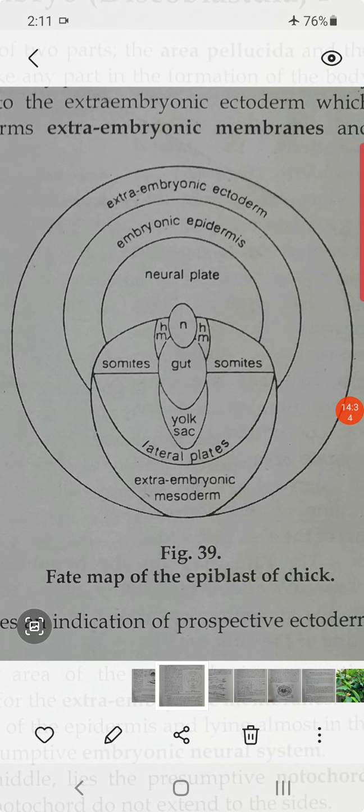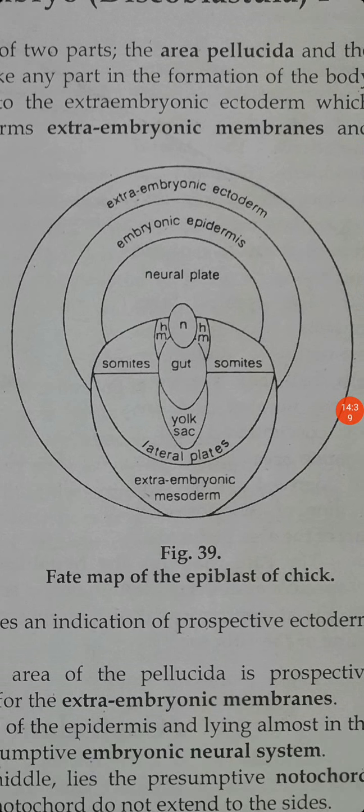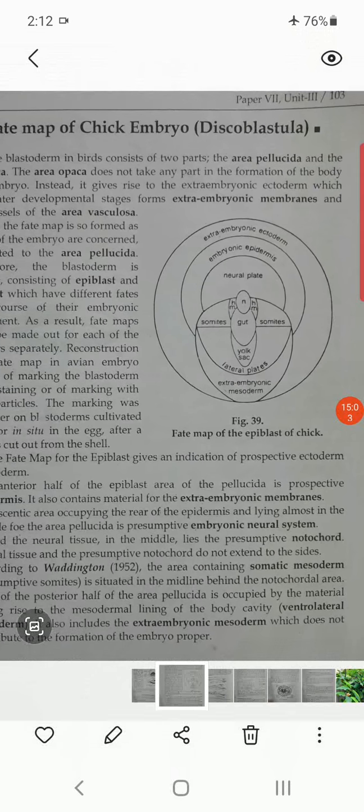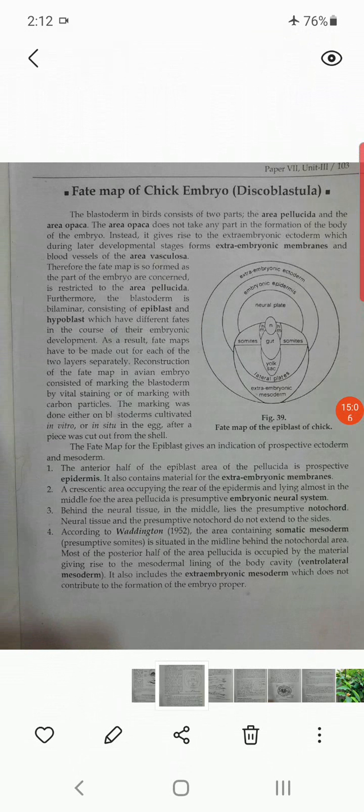According to Waddington, the area containing somatic mesoderm is situated in the midline behind the notochordal area, and most of the posterior half of the area pellucida is occupied by the material giving rise to the mesodermal lining of the body cavity. It includes extraembryonic mesoderm, which does not contribute to the formation of the embryo proper. This diagram is very important, so you have to read it 4 or 5 times, then you will understand the diagram and the explanation of this egg.